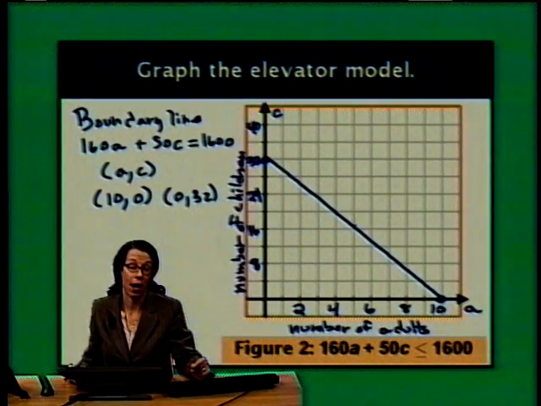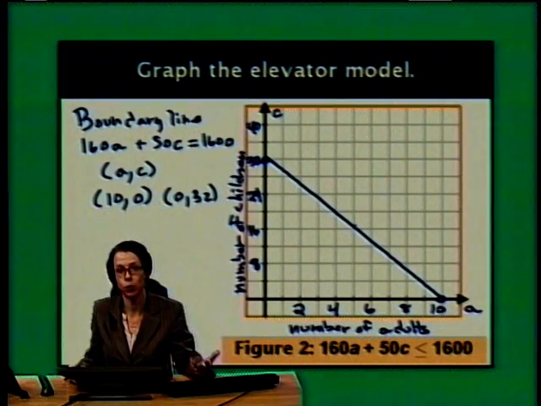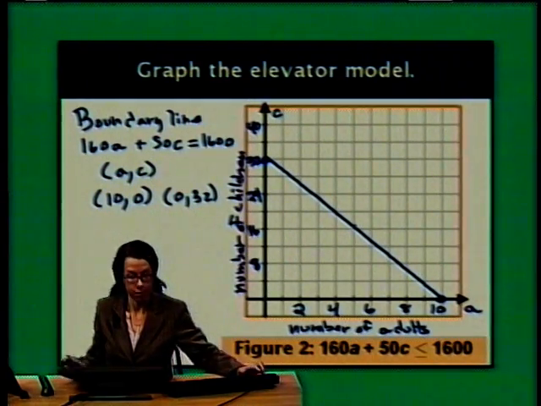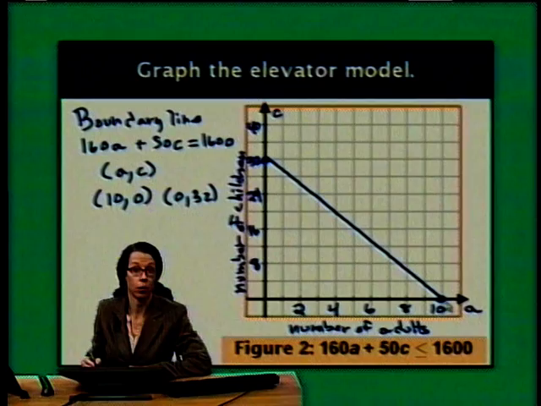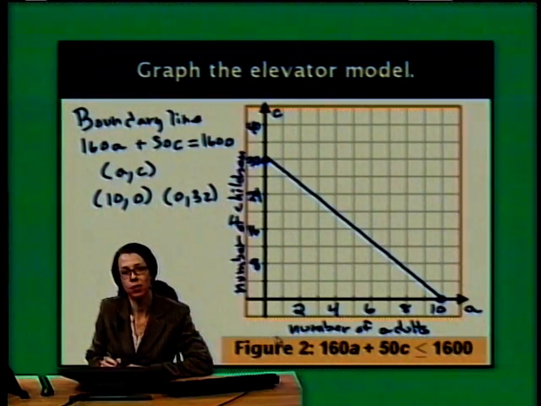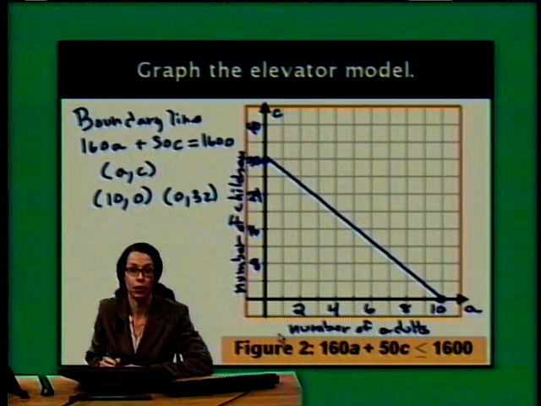Now we want to think about which ordered pairs in the plane will be solutions to our inequality and which of these will be feasible in the context of the problem. Well, let's look at our 2 intercepts. Our 2 intercepts tell us that if the elevator has 10 adults and no children, it will be at capacity. So everything should be okay. Or the elevator could have no adults and 32 children, and it would be right at capacity, and everything would be okay. Let's look at some other combinations on the boundary line and use that to think about solutions to the inequality.